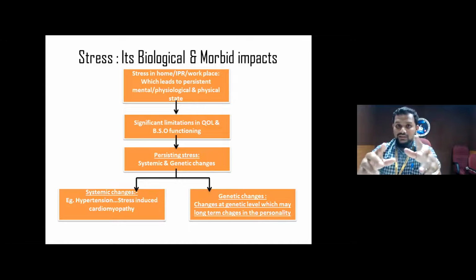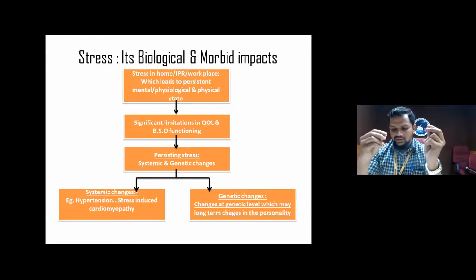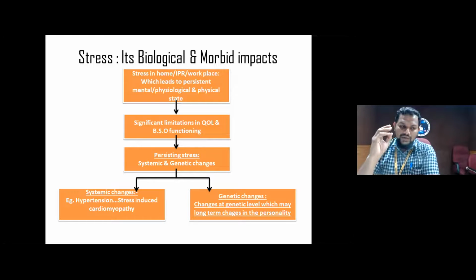For example, I have explained something in the lower part about the cardiovascular changes and stress. There was a study, and they analyzed a group of people who developed myocardial infarction or heart attack or cardiomyopathy changes. Retrospectively they got the history, and they came to know that they had gone through lots of stress in their life. So let me start with this flowchart.